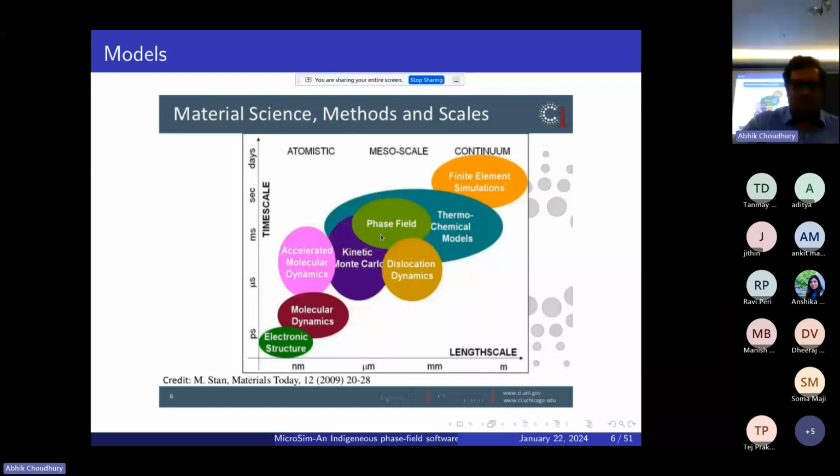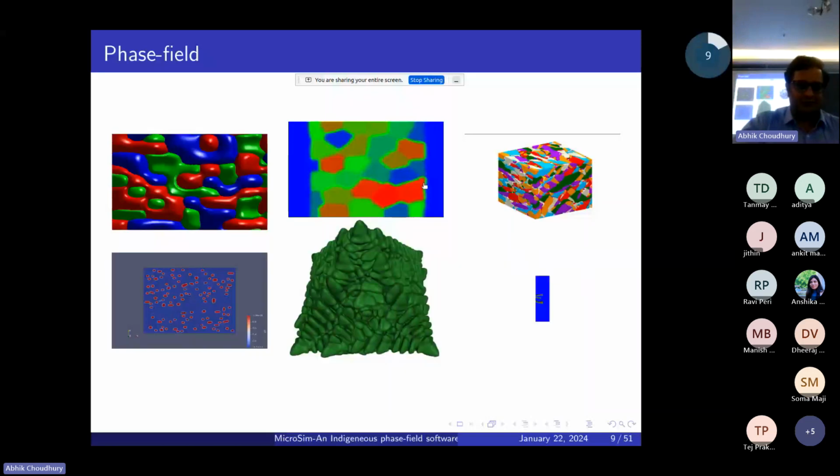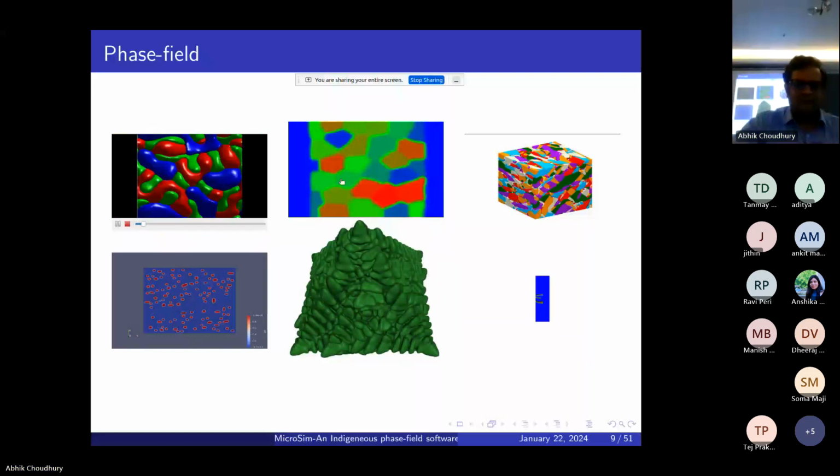The reason it is so powerful is because of the range of problems it can treat and the predictive capability it offers. So, for example, I will just play these movies for you. This is, for example, a solidification problem which involves directional solidification.